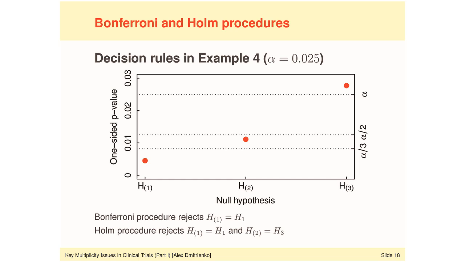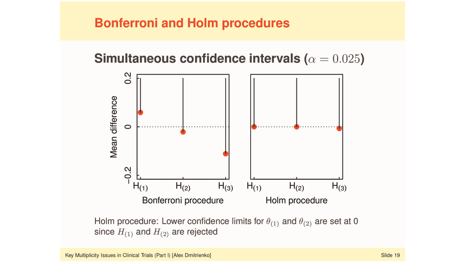The last hypothesis in the sequence on the very right of this plot, the p-value associated with that hypothesis is above the alpha threshold, and therefore the Holm procedure cannot reject that last hypothesis in the data-driven sequence. The conclusion, presented at the bottom of the slide, is that only the hypotheses H1 and H3 are rejected by the Holm procedure. Using this information, we can now define the simultaneous confidence intervals for the Bonferroni and Holm procedures.